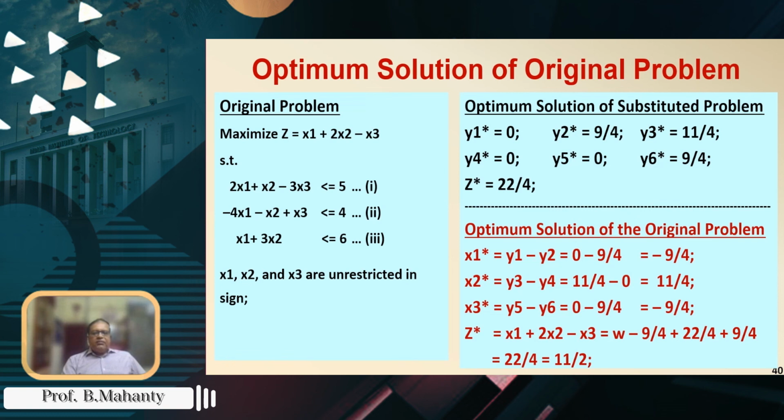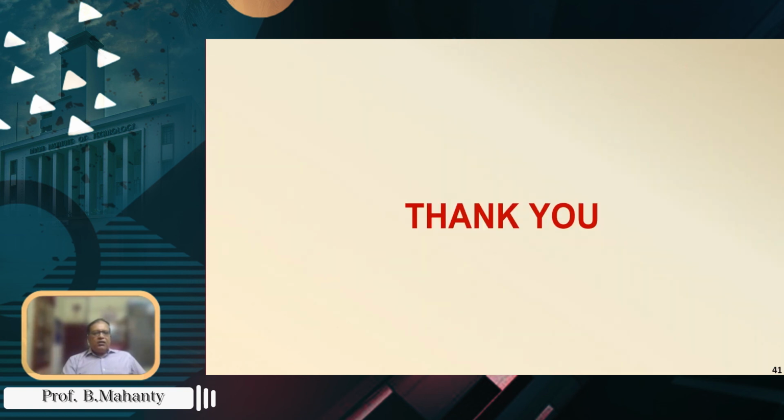So what should be the z value? The z value will be x1 plus 2x2 minus x3, and that would come to 11 by 2. So 11 by 2 will be our new z value, and we see that that is our optimal solution, right?